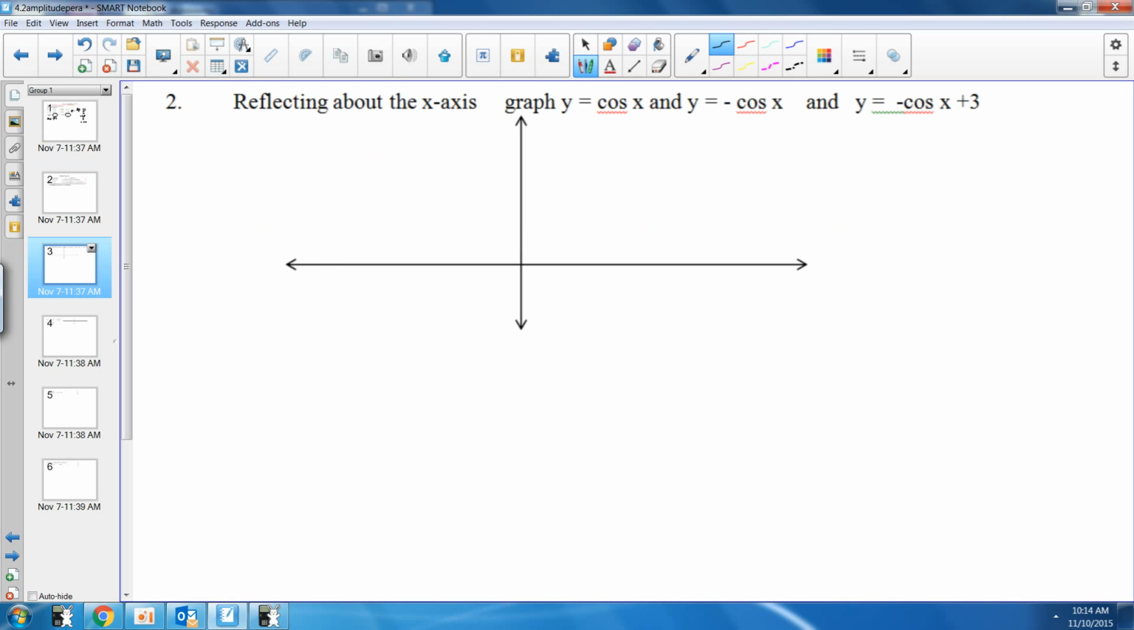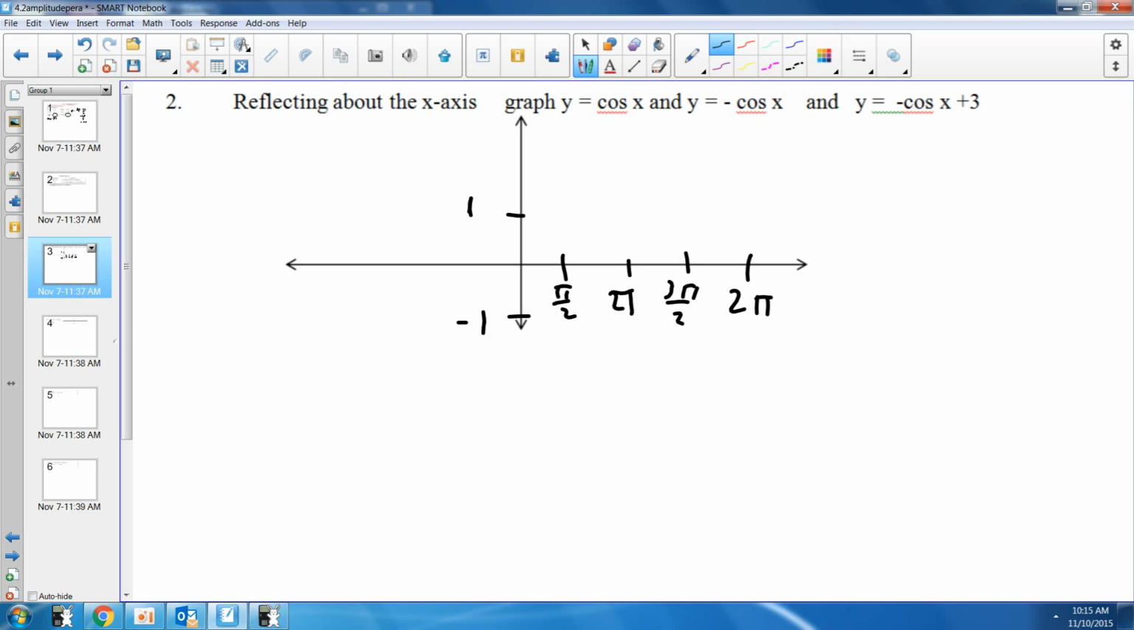Reflecting about the x-axis. Graph y equals cosine x, and y equals negative cosine x, and y equals negative cosine x plus 3. All right, we're just going to do this based on what we know from the cosine graph. So the first thing I'm going to do from the cosine graph off of memory, I know it goes 2 pi units. And you're going to put in a 1, negative 1.